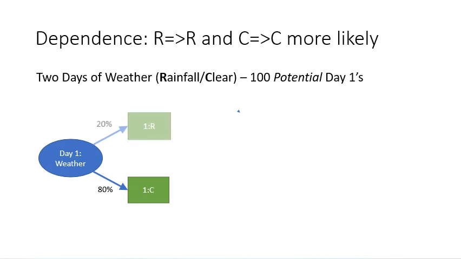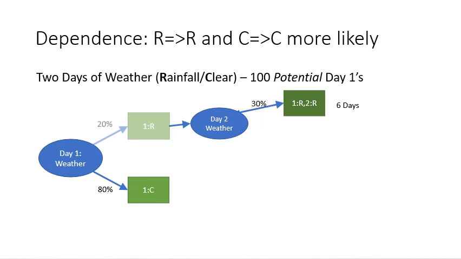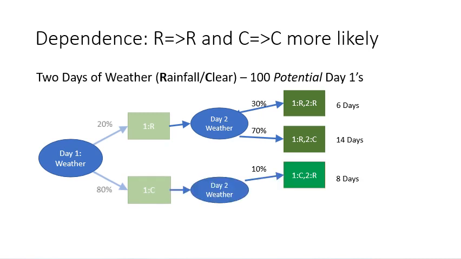So now suppose that rainfall occurs. Then on the second day, there is a 30% probability of rainfall. That's because we are showing a pattern of dependence where the second day weather depends on the first day, and rainfall is more likely following rainfall. On the other hand, a clear day, instead of having 80%, now only has 70% probability. Similarly, if it is a clear day, then there is less probability of rainfall. It's only 10% now, and a higher probability, 90%, of being clear.